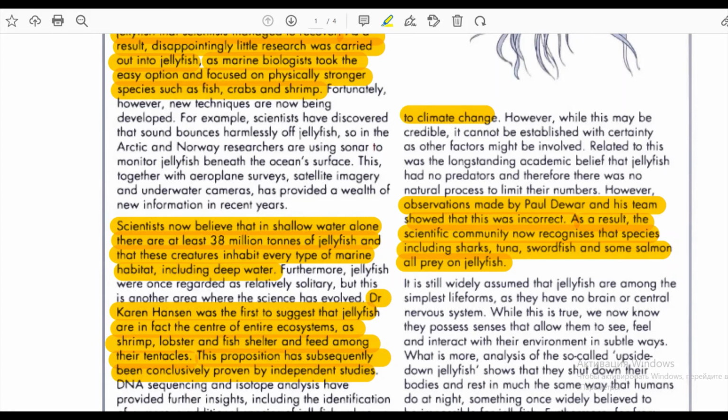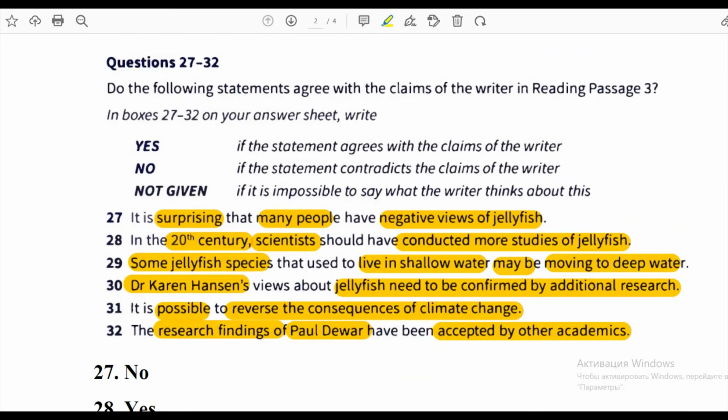So, actually, in the paragraph, previously some scientists thought jellyfish had no predators. Paul Devar has shown that this is wrong. As a result, the scientific community now recognizes that various species eat jellyfish. Therefore, Devar's findings have been accepted. So this is yes, this is true information. That's all for the IELTS Academic Reading Passage 3 exam practice 1 and task type of questions yes, no, not given.